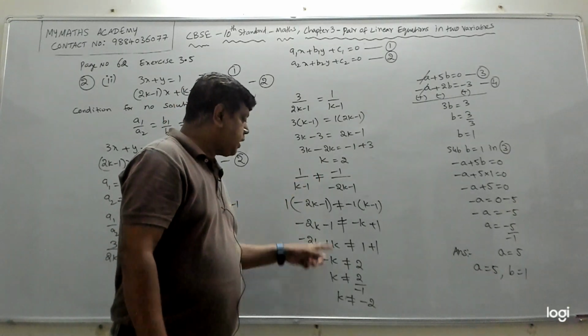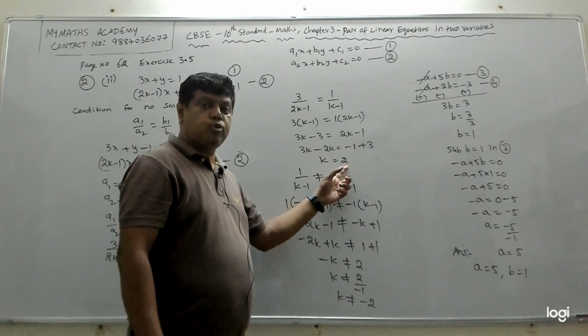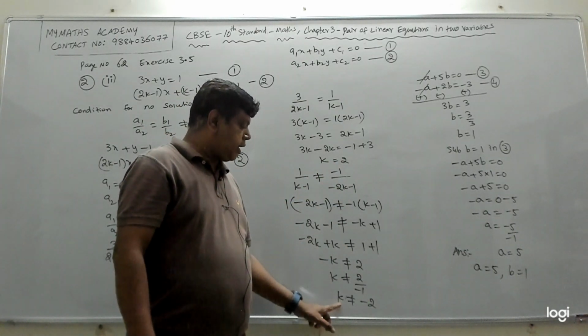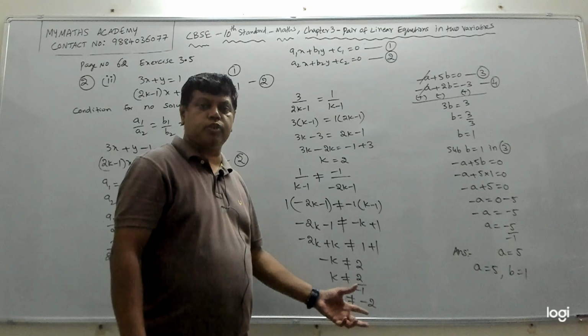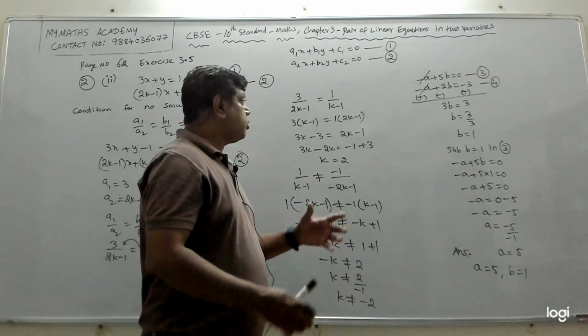Both conditions have to be satisfied. If I take k as 2, then 2 is not equal to minus 2, which is true. So this is also true, this is also true. So the final answer is k equal to 2.